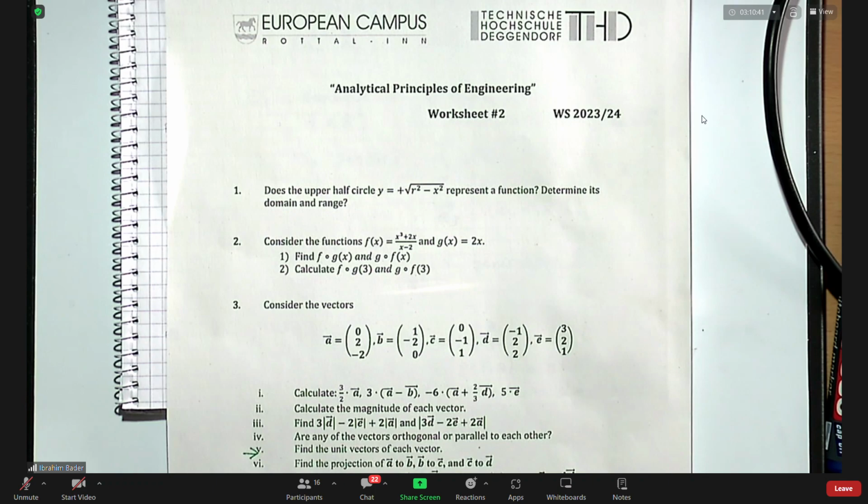Okay, so the first two questions, just to make sure that you understand the concept of a function and to be able to determine the domain and range of a function, and the composite function is something that we introduced today. And as I said, the first 5 parts of question number 3. Just leave it, maybe some more will come.